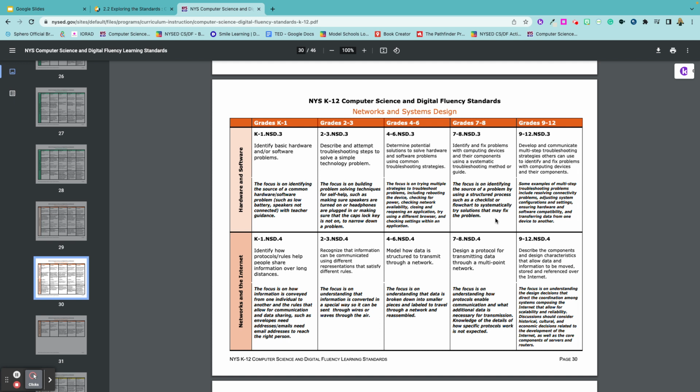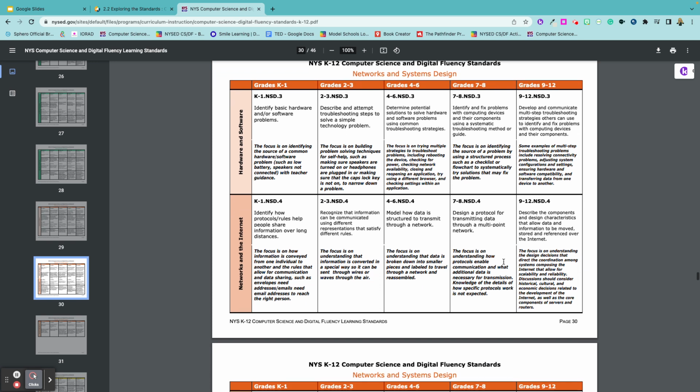The final one in hardware and software is thinking about identifying and fixing problems with computing devices and their components using a systematic troubleshooting method or guide. The focus is on identifying the source of a problem by using a structured process such as a checklist or flowchart to systematically try solutions that may fix that problem. So if you have student help desks or student helpers that are your first go-tos within the classroom, as long as you rotate that through every student, you can really hit the standard effectively.